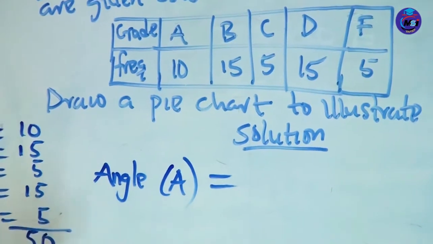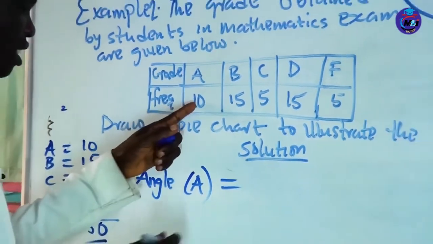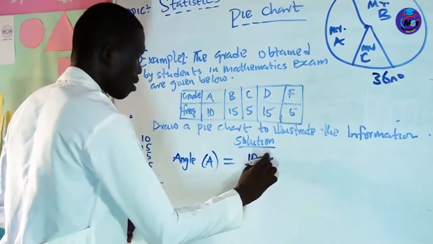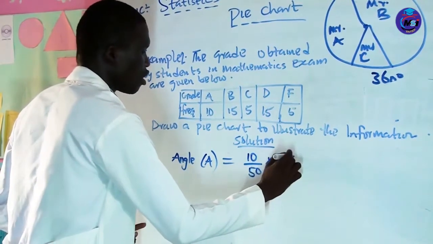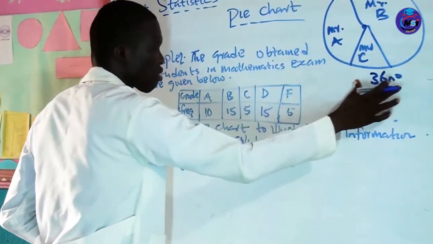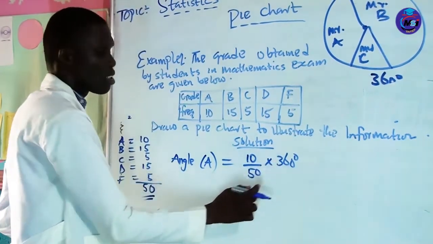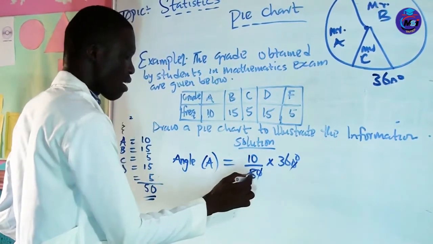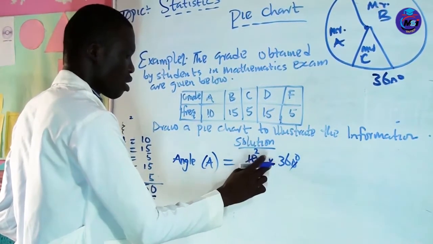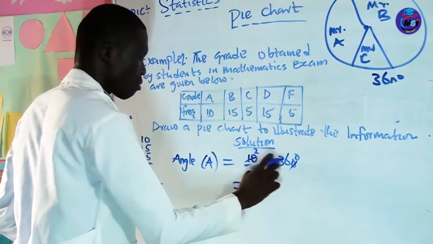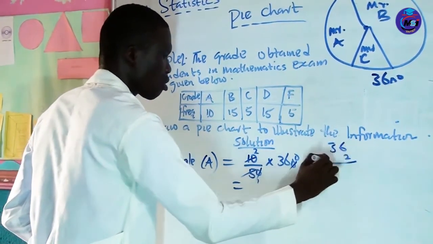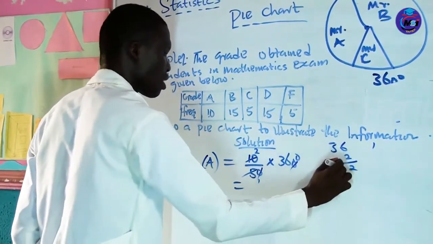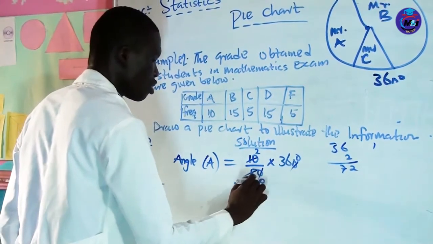The equivalent angle for A will give us 10 divided by total, which is 50, multiplied by 360. Remember, the sum of angles of a circle is 360, so that is why we are multiplying it by 360. So 0 will cancel 0. 5 here 1, 5 here 2. So it will give us 2 times 36. 36 times 2: 2 times 6 is 12, 2 carry 1. 2 times 3 is 6, plus 1, 7. So we are going to have 72 degrees.